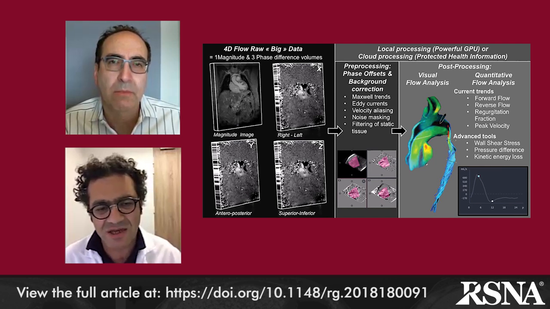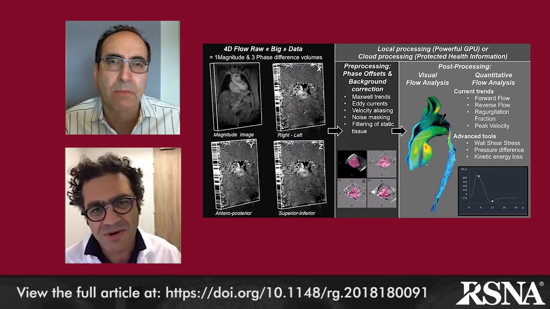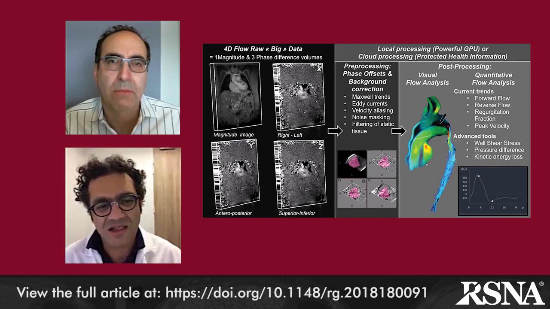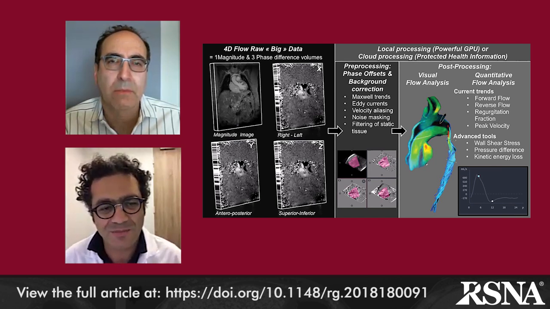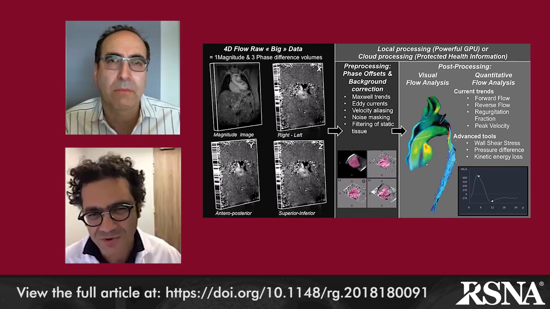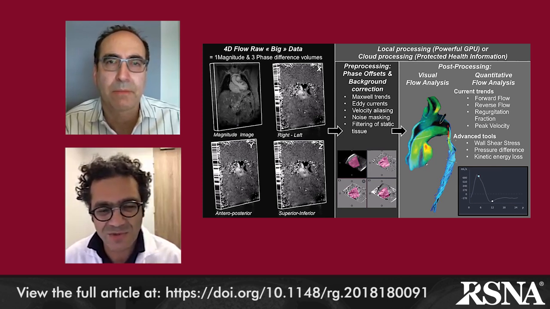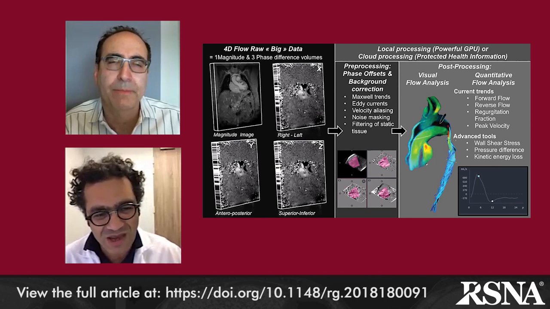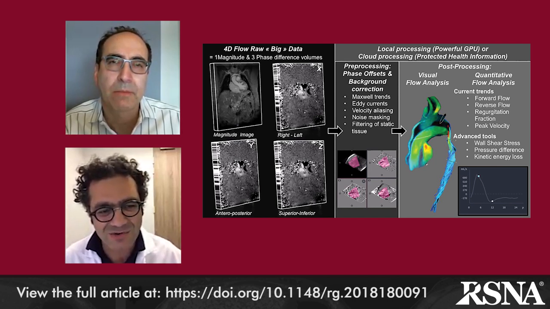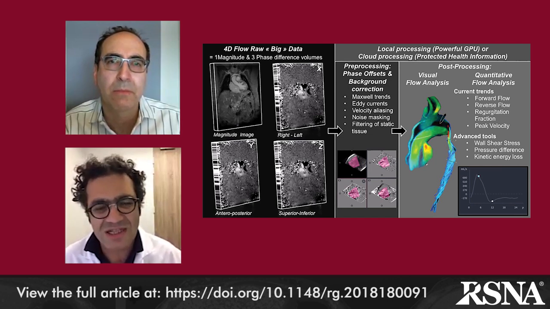Some part of this can be done by software locally, but you can also push all this data onto cloud-based software, so you can be helped by the power of cloud processing. For that, you need a protected health information system to protect all the health information of the patient. But once you have pushed everything on the cloud, things go much faster, and you can have AI-based and deep learning-based corrections of all these Maxwell terms and eddy currents and background corrections, which allows you to access the analysis part faster.